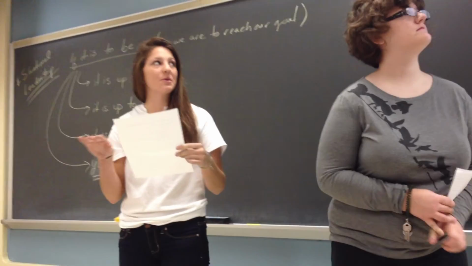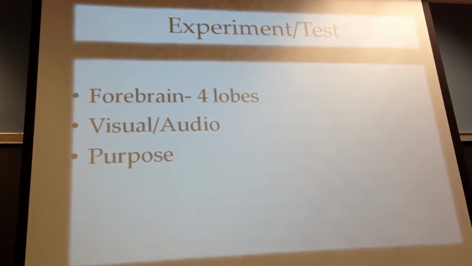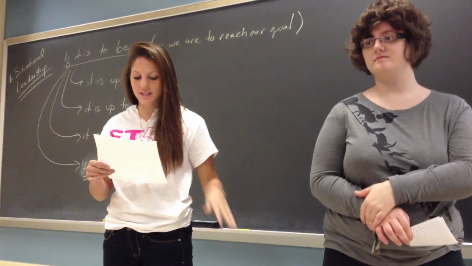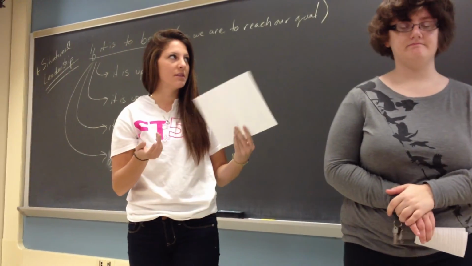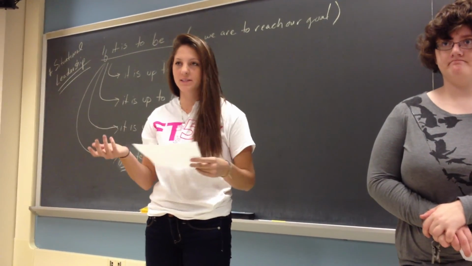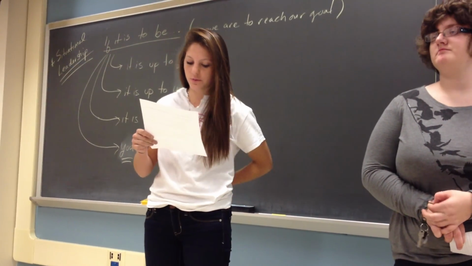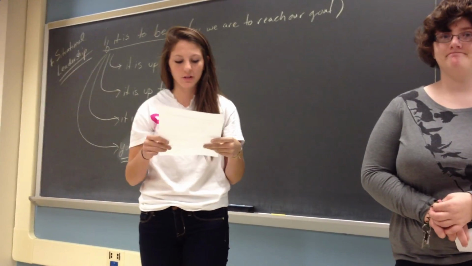Okay, so we were going to do an experiment or a test with the forebrain and the four lobes, the visual and the audio, but to save time, we're just going to explain it to you now. We are going to have 3 participants in each group, and they were either going to look at an object list or listen to us repeat an object list. It exercises how the 2 lobes work. It also tests your ability to remember, which is a significant regulation of the cerebrum.